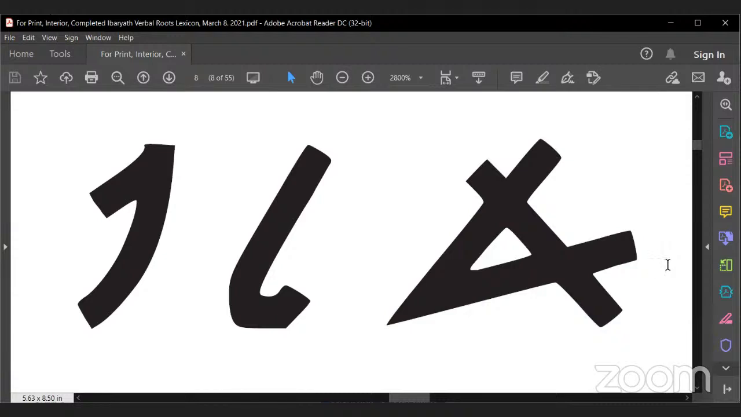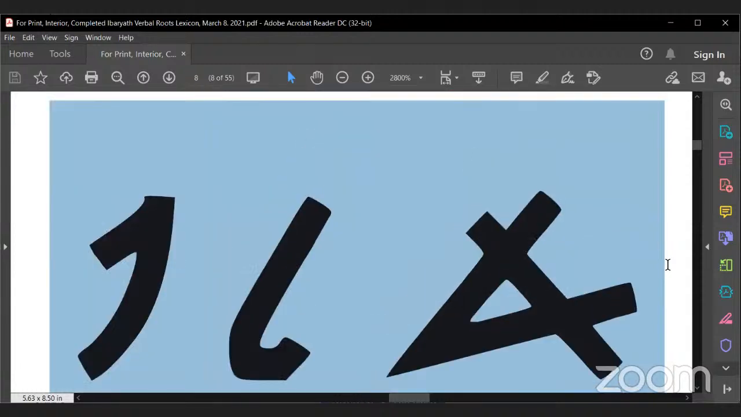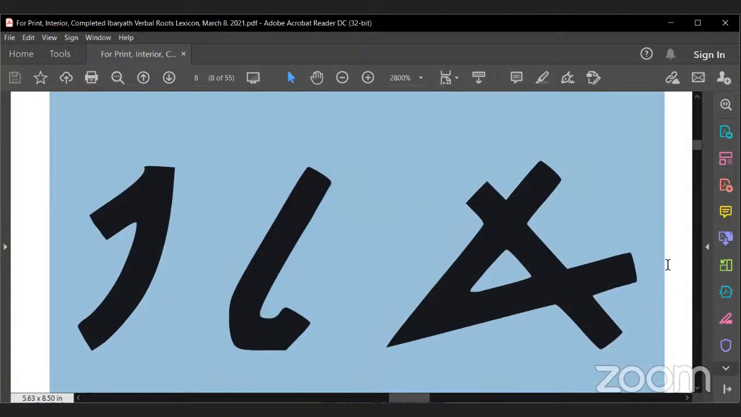So let's do it again. We'll practice again, slowly. A, La, Pa. Okay, so we'll put it all together and it's alapa. The Ibaryath root word for the day is alapa. So practice with me, please.